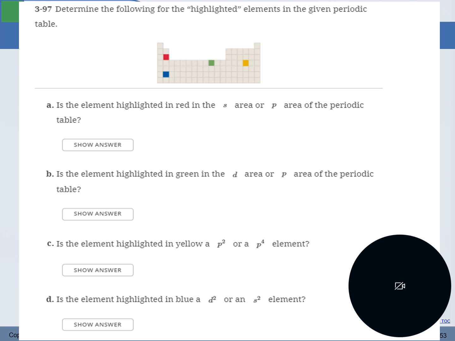Here's another question for us. Again, pause the video, see if you can get what the highlighted element is. Is the element highlighted in red in the s or p? Well, that's in the s area of our periodic table. The element highlighted in green, that's in the d area of our periodic table. Highlighted in yellow, that's going to be a p4. And highlighted in blue, that would be an s2.